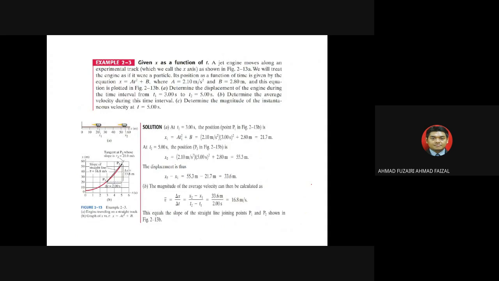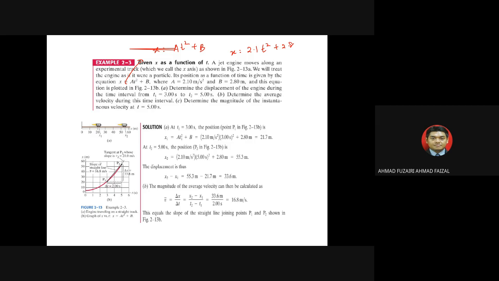Okay, so this is another example. A jet engine moves along an experimental track, which we call the x-axis, as shown in figure 2. We will treat the engine as if it were a particle. Its position as a function of time is given by the equation x, a function of t squared plus b, where a is 2.1 and b is 2.8. So basically the equation is x equals 2.1 t squared plus 2.8.